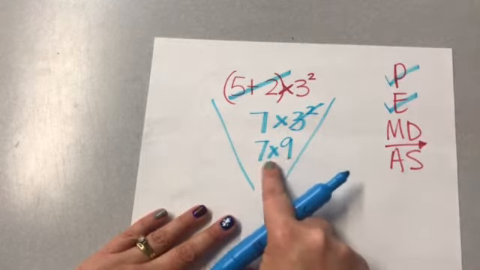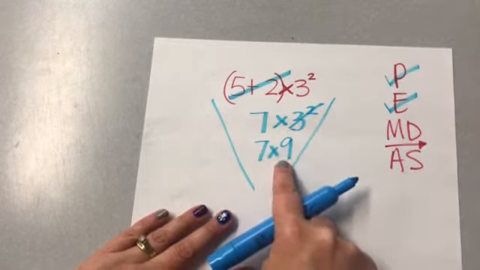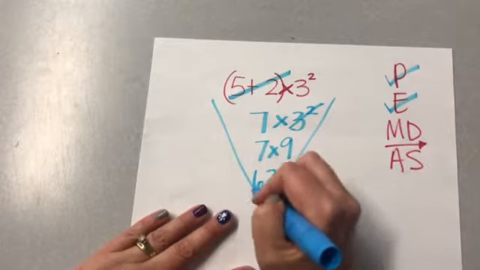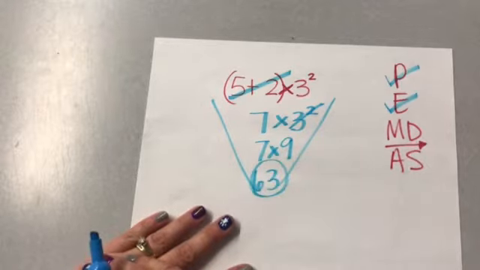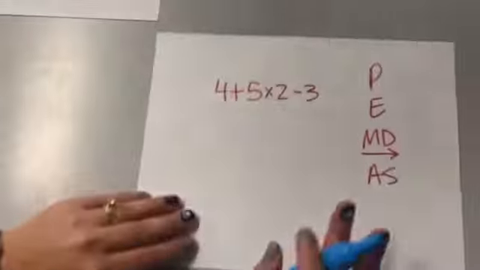And now I drop it down, and now I only have one thing left to do, so I do it. 7 times 9 is 63. So my answer to this problem is 63. We have to follow the order of operations.